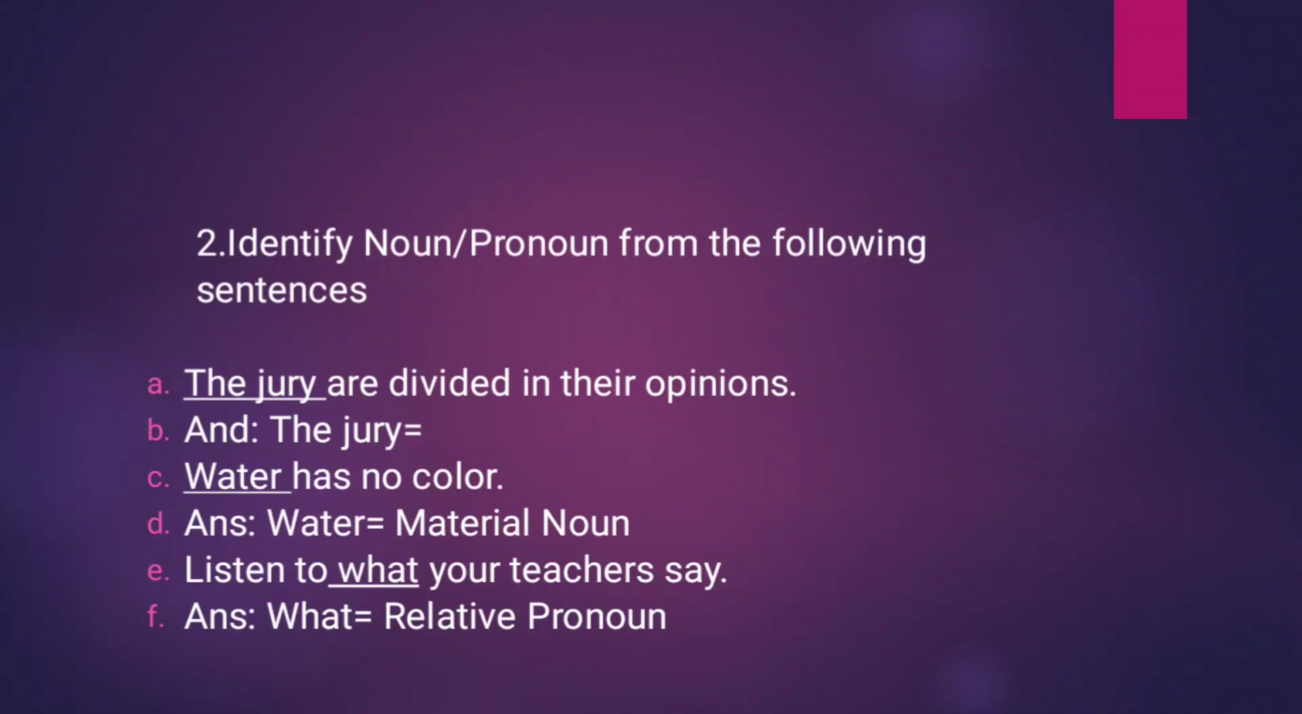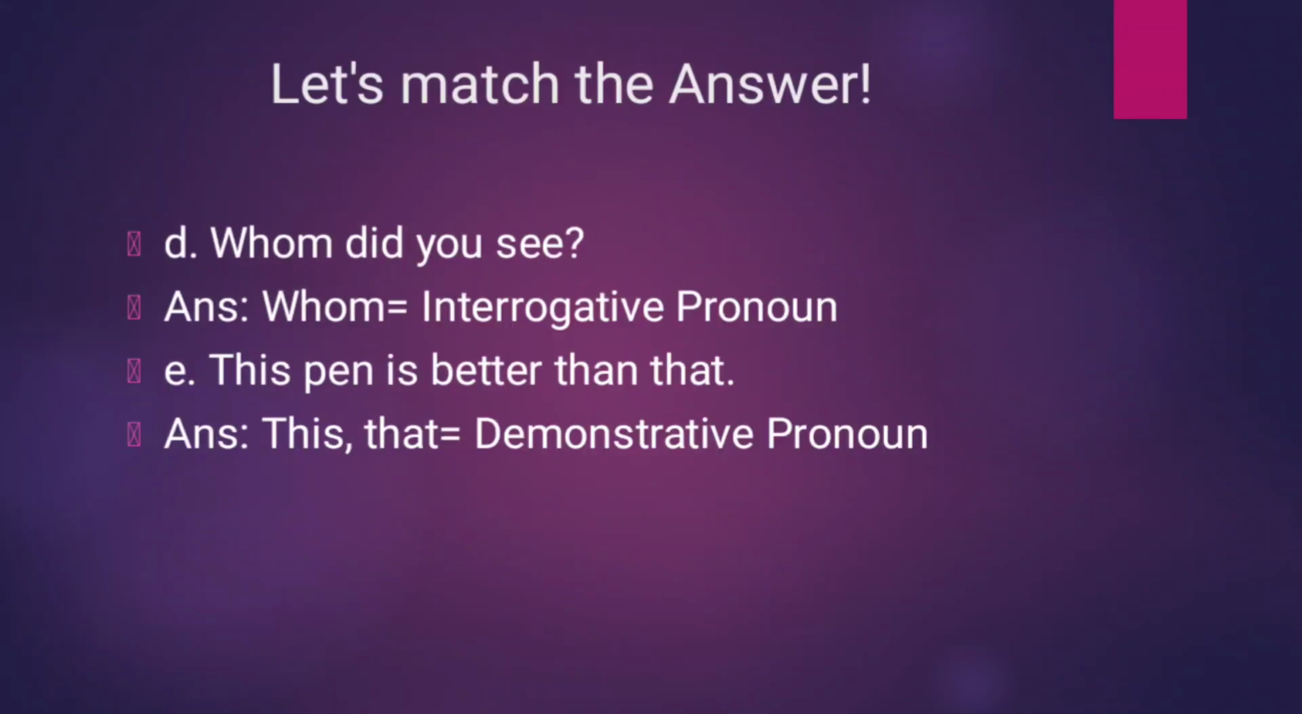Okay, the jury are divided in their opinion. Here the jury is a collective noun. Water has no color: water, material noun. Listen to what your teachers say: what, relative pronoun. And how can you write this answer? You will write the word, I mean the underlined word, and write the name of the noun or pronoun. If you get time, you can write the full sentence, but it's not necessary. Whom did you see? Whom, interrogative pronoun. This pen is better than that. This and that, demonstrative pronoun.